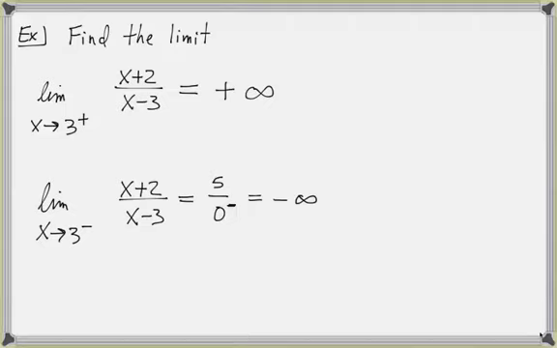Okay, so it's important to note that expressions like 5 over 0 are not the answer. These are just ways to use our intuition to help us determine if the limit is going to be positive infinity or negative infinity.